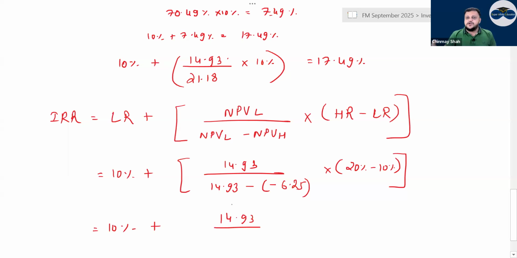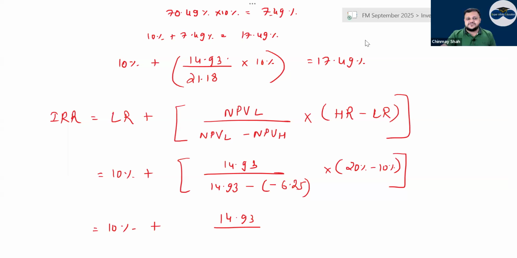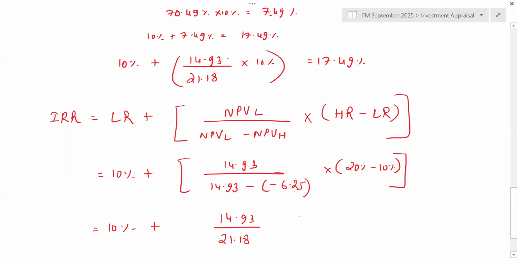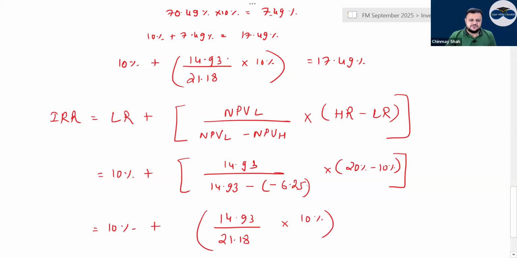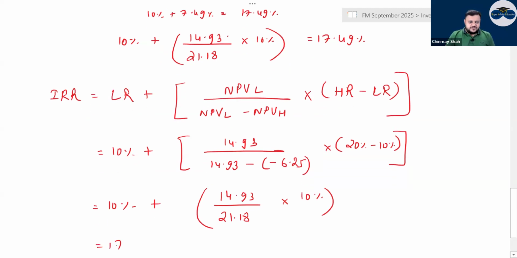14.93 divided by what do I do? Minus of minus will become what? Tell me. Minus of minus plus. So 14.93 plus 6.25, how much was it? 21.18 multiplied by 10% or 0.10. Both work with me. So it has to be equal to 17.49%. IRR derivation formula. Interpolation between two poles.